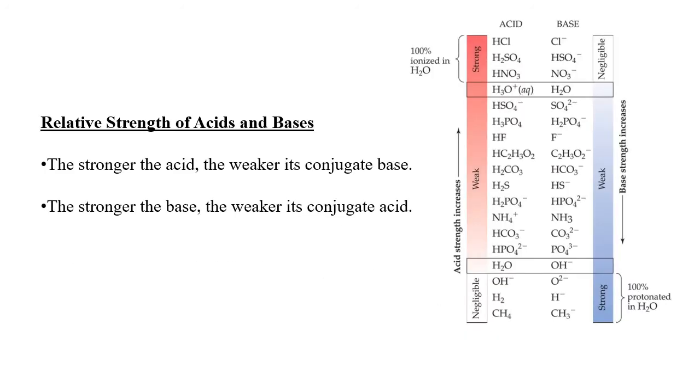The relative strength of acids and bases. All right, so we're going to work with this chart here for a bit. The key concept is the stronger the acid, the weaker its conjugate base. Stronger the acid, the weaker its conjugate base. Look at the top here. We have our strong acid at the top, and its conjugate base on the other side is weak. Now we have very weak acids down at the bottom. That means their conjugate bases are very strong.